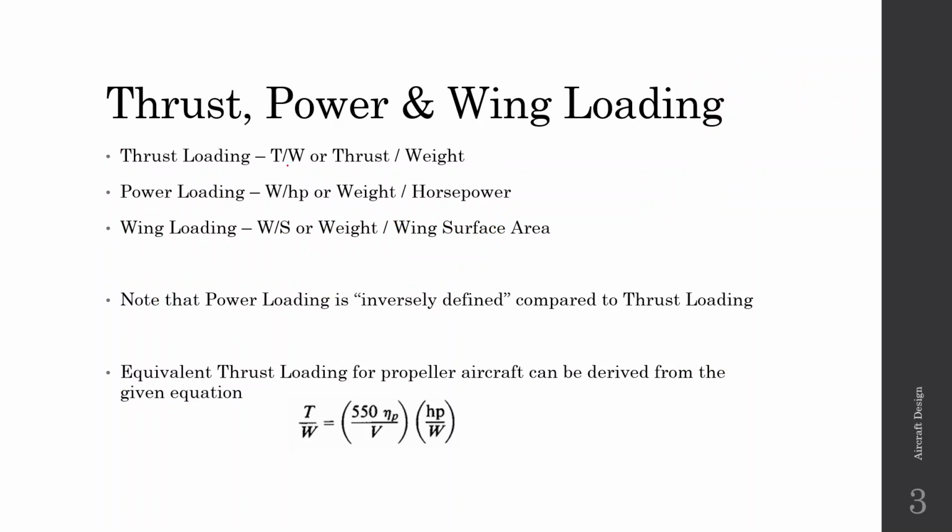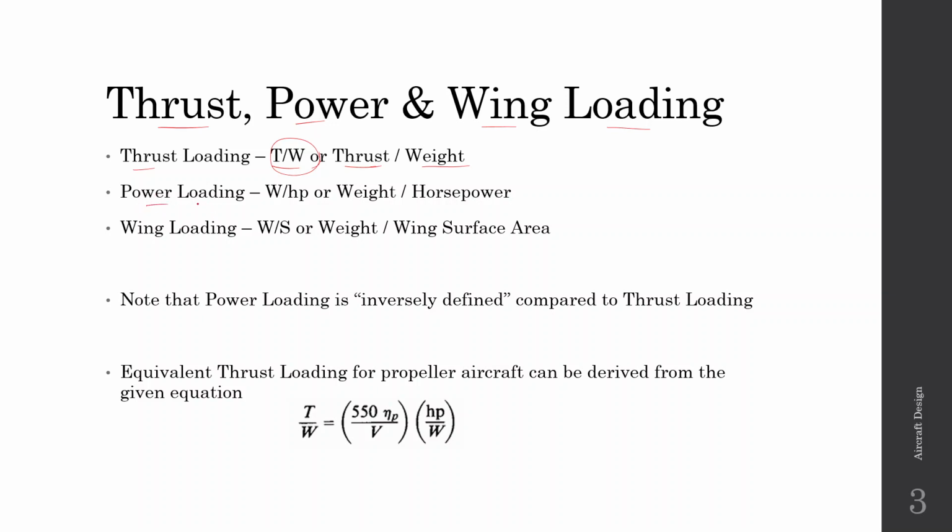I will briefly revise the previous week's topic. In the previous week we learnt about thrust loading, power loading, and wing loading. Thrust loading is the thrust by weight. It shows how much thrust the aircraft can produce as a fraction of its weight. Obviously a higher T by W means a more powerful engine and a more powerful aircraft.